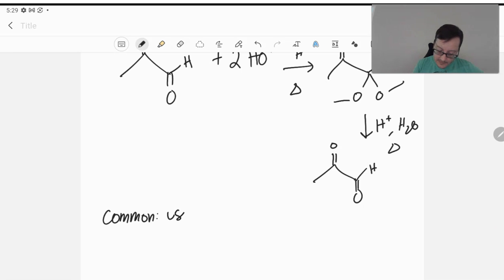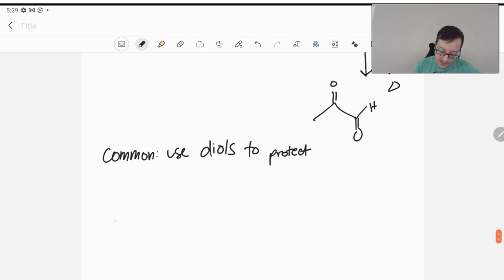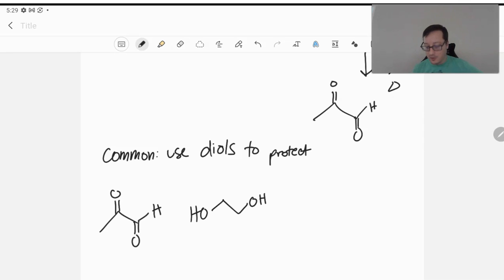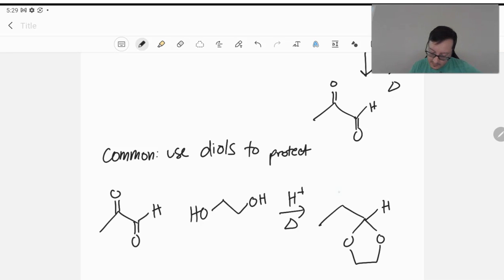And it's also very common to use diols to protect. When you use a diol, for example, let's use that same molecule, you only need one molecule of it. So you can use ethylene glycol, for example. It's got 2 alcohols on there. Put this with some heat. You'll end up protecting that aldehyde in this cyclic way.